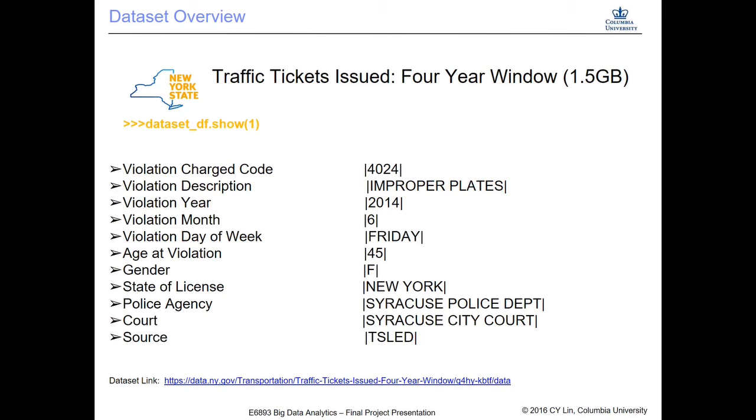The most integral part of a big data analytics project is always the dataset. We selected as the basis of our project the New York State dataset, which is roughly 1.5 gigabytes. It includes traffic violations in the state of New York from 2012 to 2015, and the columns include violation charge code, violation description, violation year, violation month, violation day of week, age of violation, gender, state of license, police agency, court, and source.